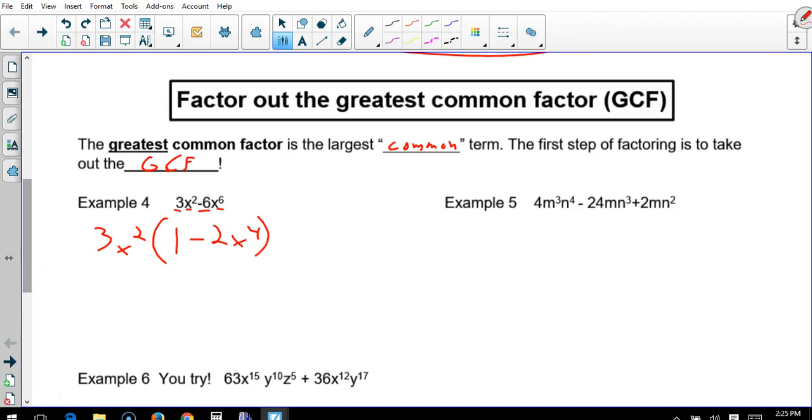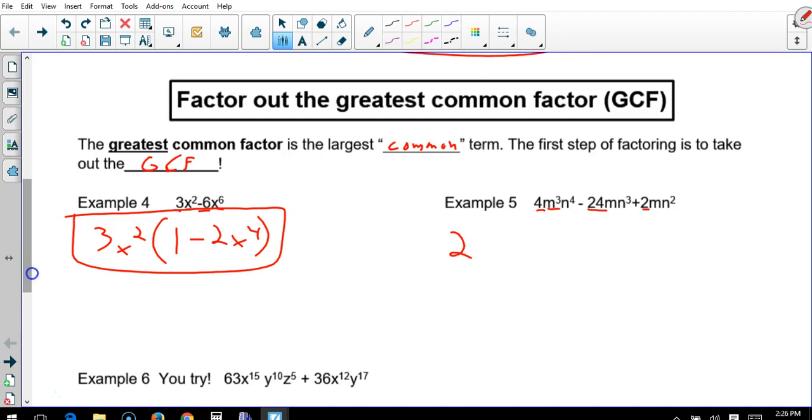And you can go back and check it. 3 times 1 is 3, x squared times 1 is x squared. 3x squared times negative 2x to the 4th is negative 6x to the 6th. So you always go back and verify. Okay, you might want to say, oh, 4. But then there's that 2. So the biggest thing you take out is just a 2.